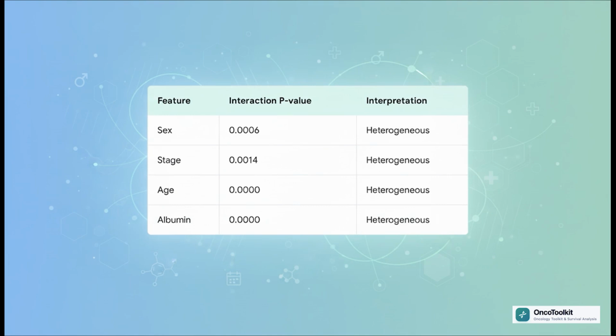But is that difference we just saw a real thing, or could it just be random chance? Well, that's what interaction p-values are for. They give us the statistical proof. You can see for sex, stage, age, and more, the p-values are incredibly low. And that interpretation, heterogeneous, confirms it. The treatment's effect truly is different and statistically significant across these subgroups.